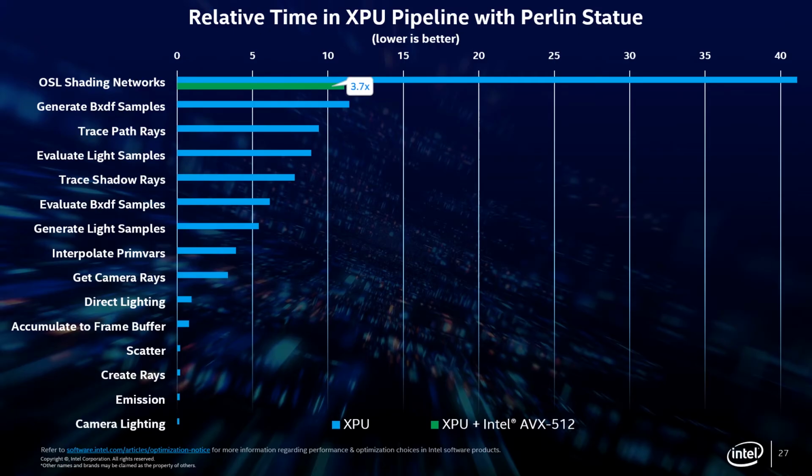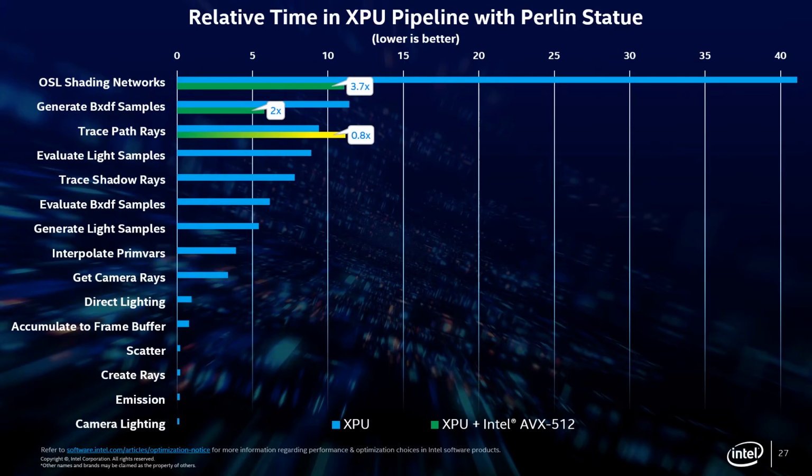But what about the rest of the pipeline stages? By optimizing the kernels for SIMD, instead of slowing down the rest of the stages, we can get some decent speedups. For example, generating BXDF samples, we see 2x improvement. Now the ray tracing portion hasn't been optimized to take advantage of 16 wide SIMD yet, so trace path rays takes a small slowdown. However, as you can see, that slowdown is easily compensated for by the other stages' speedups.